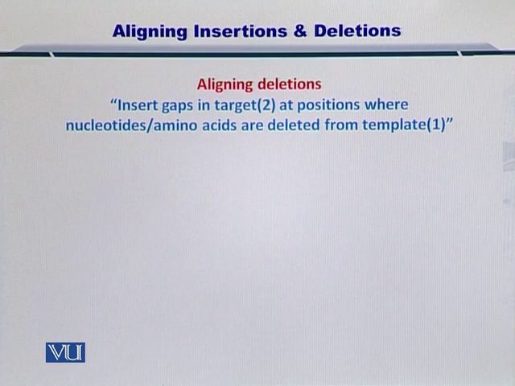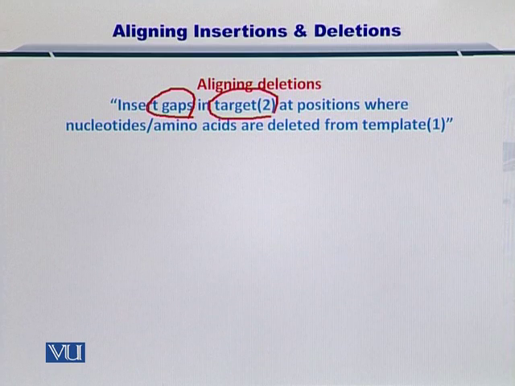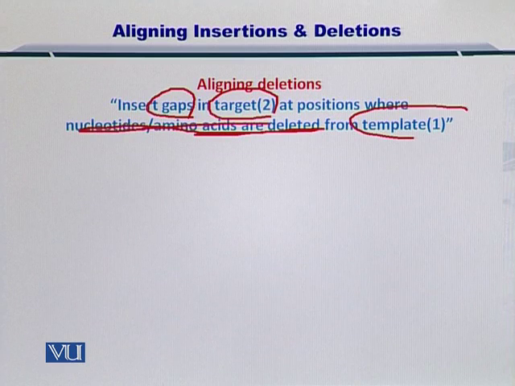Next, aligning deletions. Just like insertions, you need to handle deletions as well. An amino acid may be inserted or an amino acid may be deleted from a protein during the process of evolution. To handle that, what we do is we insert gaps in the target where some amino acids or nucleotides are deleted from the template.